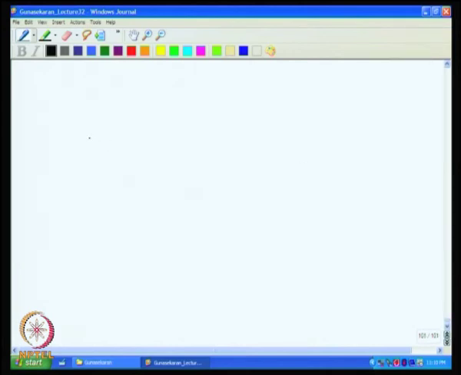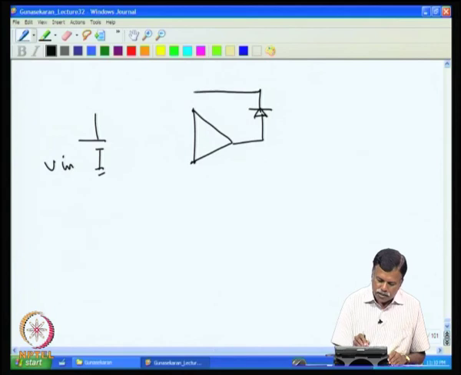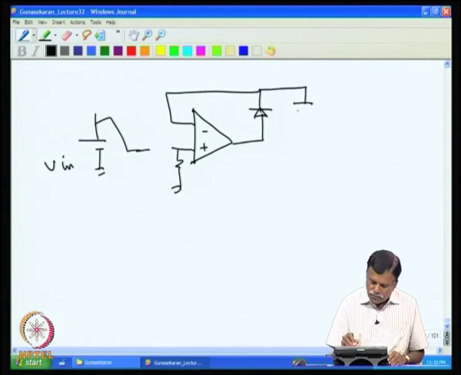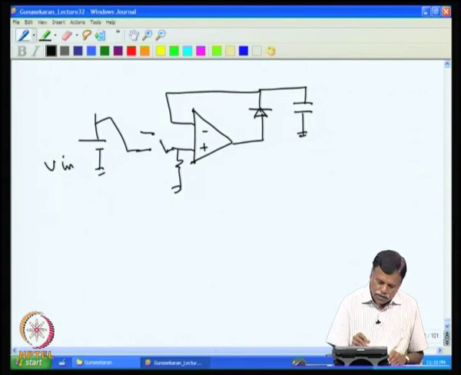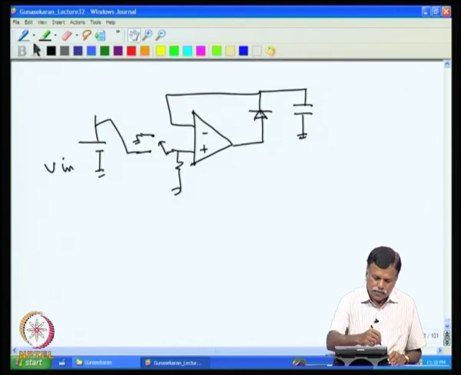What we can do is have an input voltage V input, and then a diode, for example. I can have a switch here, then this capacitor, which can be connected to the input or to ground. This is connected to V input.